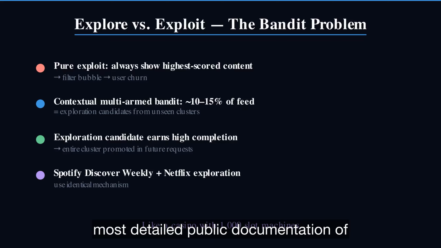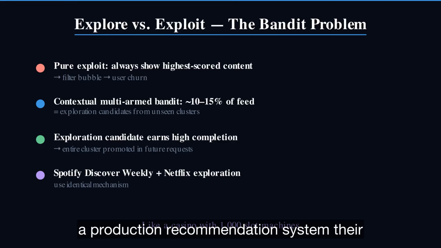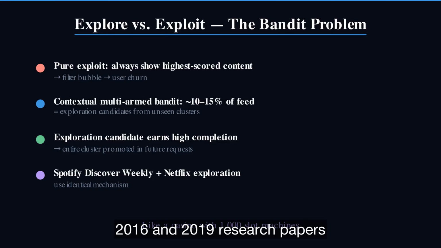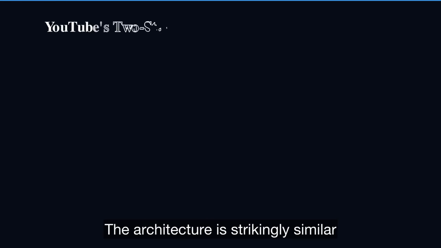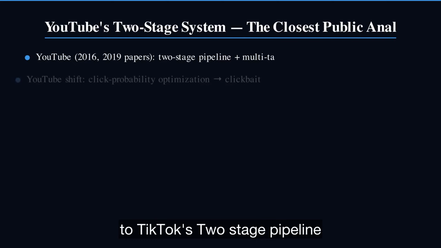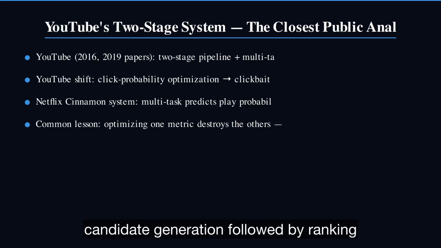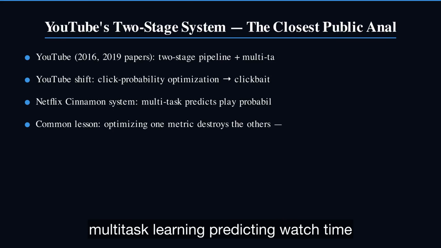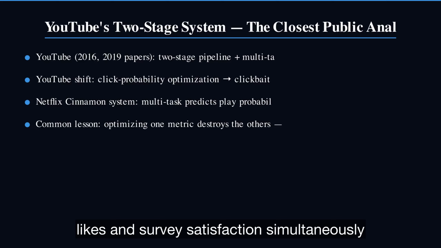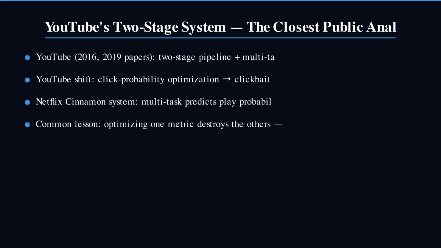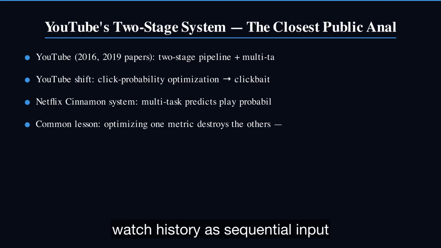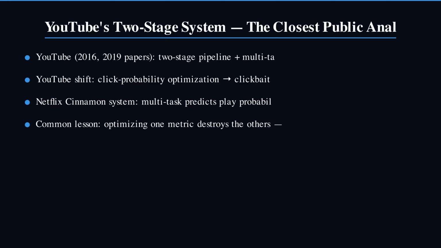YouTube published the most detailed public documentation of a production recommendation system, their 2016 and 2019 research papers. The architecture is strikingly similar to TikTok's. 2-stage pipeline. Candidate generation followed by ranking. Multitask learning predicting watch time, likes, and survey satisfaction simultaneously. Deep neural networks with user watch history as sequential input.